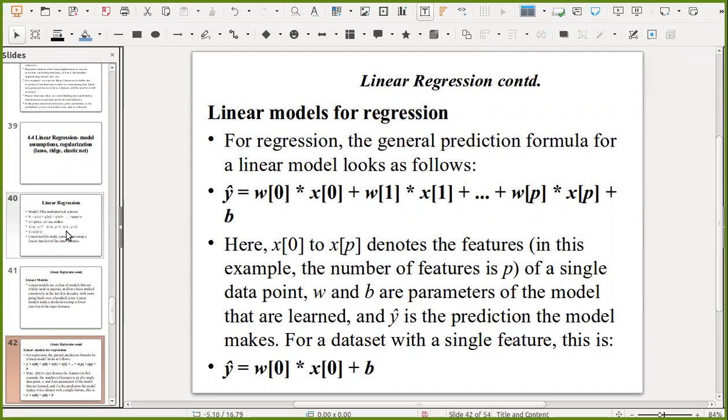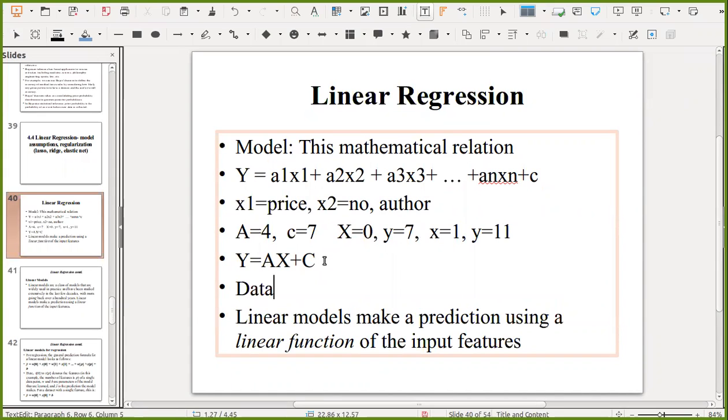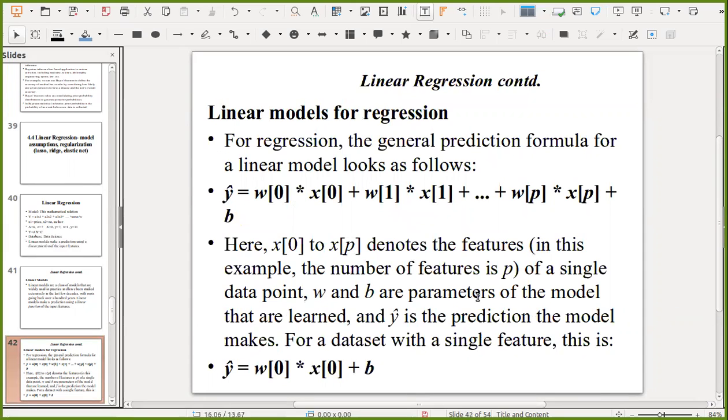For example, if I'm talking about books from the previous example, I will be talking about the database book, then the data science book. It means this is my single data point and this is my single data point. I will have different features for this book and different features for that book. So w and b are the parameters of the model that are learned, and y is the prediction that the model makes.